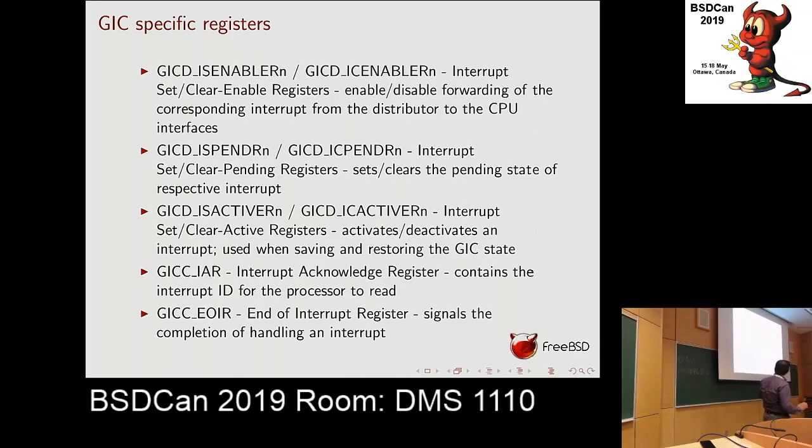There are two types of registers for managing the GIC. We have the ones that are GICD from the distributor and GICC from the CPU interface. For the distributor, we have registers that allow us to enable or disable forwarding of the interrupts and also clear the pending state. For the CPU interfaces, we have the acknowledgement register, where one can acknowledge an interrupt, and an end of interrupt register, which signals the completion of handling the interrupt. So we have acknowledge and signal the completion.